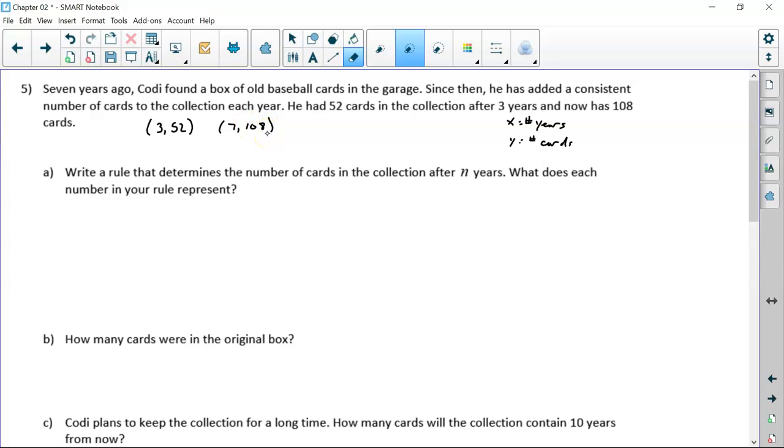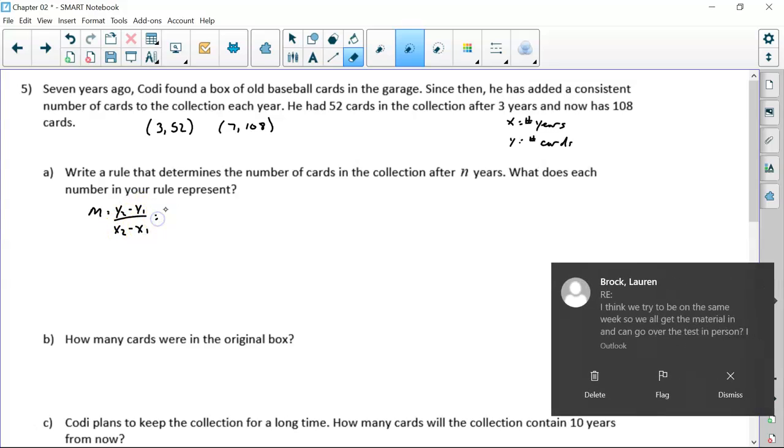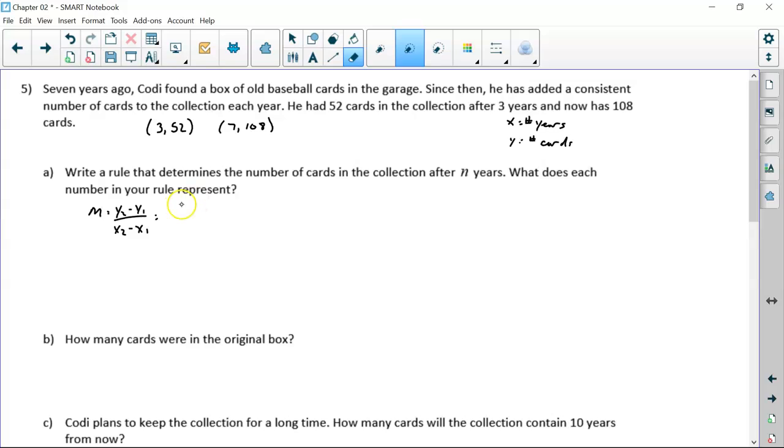We want to write a rule. So we need to find the slope and we need to find the y-intercept. So the slope, y sub 2 minus y sub 1 over x sub 2 minus x sub 1. So it's going to be 108 minus 52 over 7 minus 3. So it's going to be 56 divided by 4, which is 14. So he's adding 14 cards per year, and we need to find out the starting point, the y-intercept.